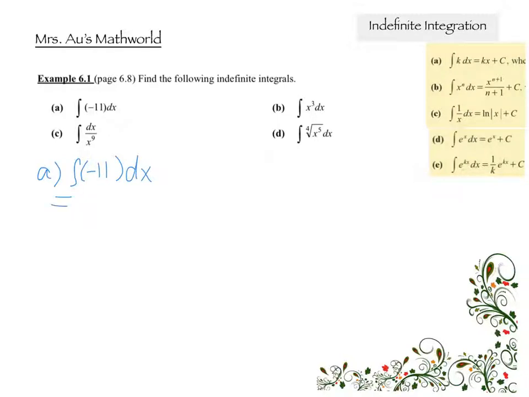we look at the formula list, or you think of how we get negative 11, right? So when we differentiate negative 11x, then I can get negative 11, and then don't forget to plus c. All right, and we do this similarly for part B.